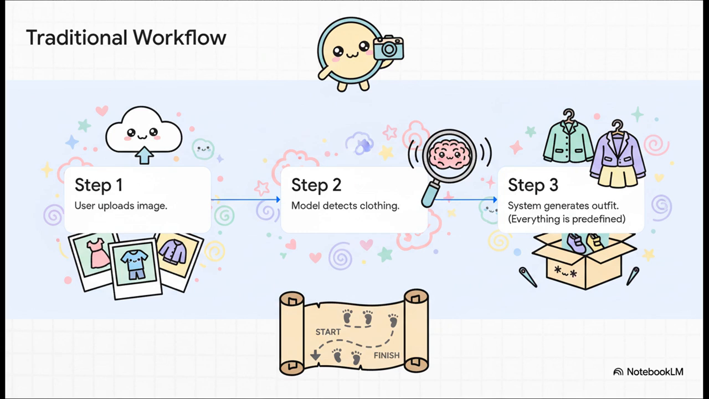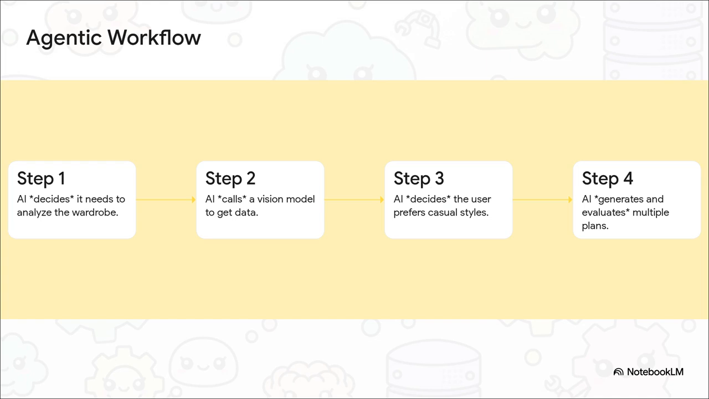The simple workflow version is totally predefined, right? You upload, it detects, it generates, it does the exact same thing every single time. That's the map. But now, let's give it a brain. The agentic version doesn't just follow steps, it thinks. Instead of just running a process, it decides on its own that it needs to analyze the wardrobe. It decides the user's style seems to be casual. And it doesn't just spit out the first answer, it generates and evaluates multiple plans to find the very best one. Now that is the driver making real-time judgments.